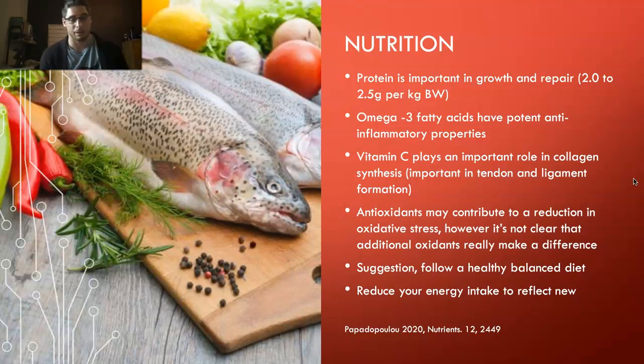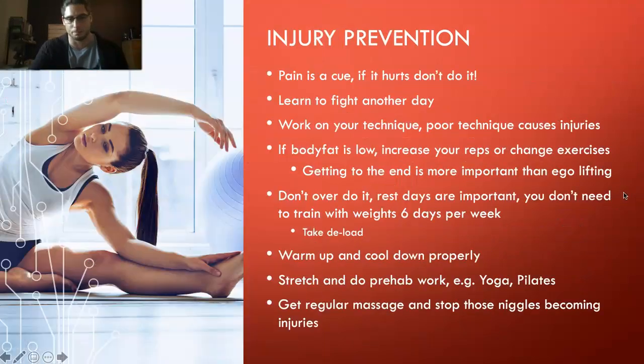Micronutrients like vitamin C play an important role in tendon formation because of their role in collagen synthesis. Antioxidants are potentially useful because of the amount of oxidative stress which is caused around an area when we get any sort of injury. But generally speaking, the advice is just to follow a healthy balanced diet like you otherwise would be following, and then to potentially reduce your energy intake, to reflect the new energy output levels that you have. Particularly if you're immobile, you'll not be doing as much, so excess weight gain is obviously not a good idea. If you want to read more about this, incidentally, you can go and read this paper at the bottom here.